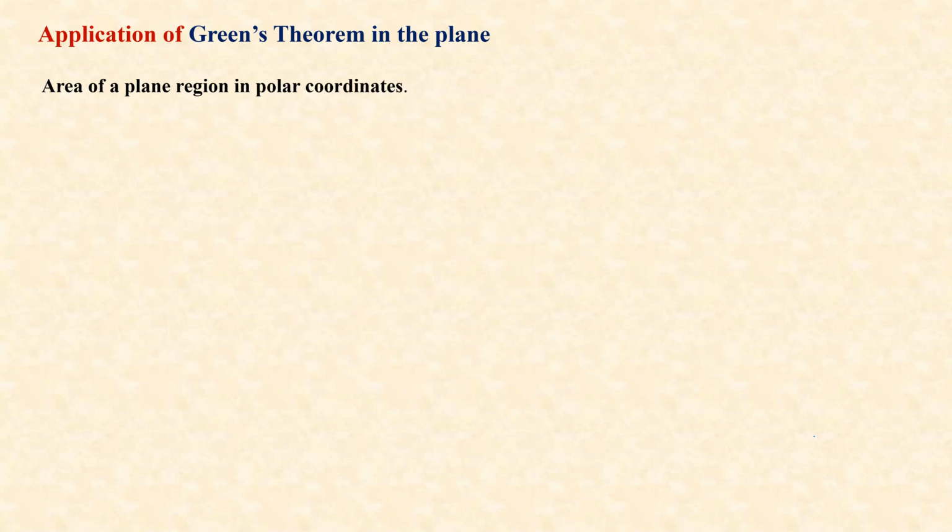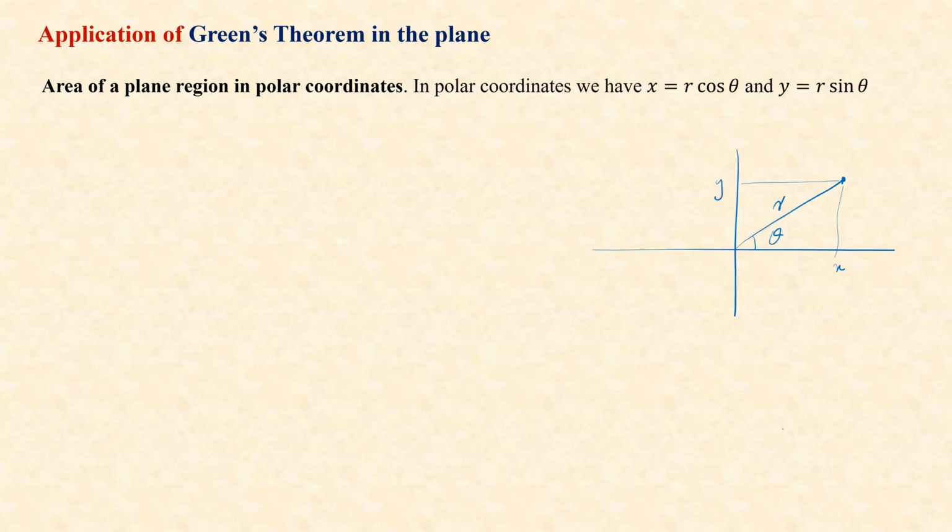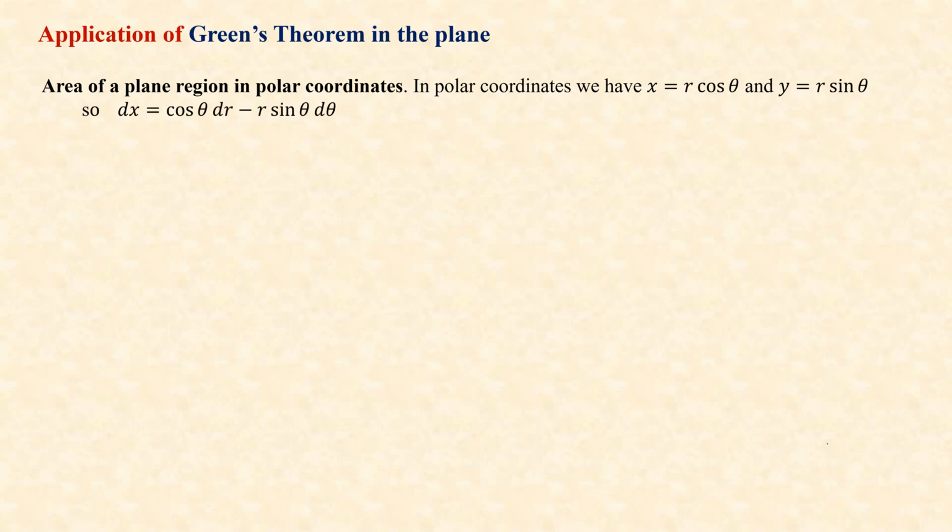Another case, the area of a plane region in polar coordinates. We have x equal to r cosine theta, y equal to r sine theta for the polar coordinate. And then dx can be written like that, dy can be written like that. This is because we have multivariable calculus. We have dx.